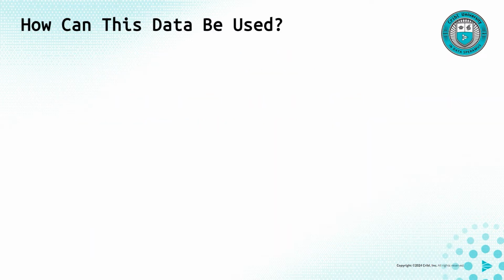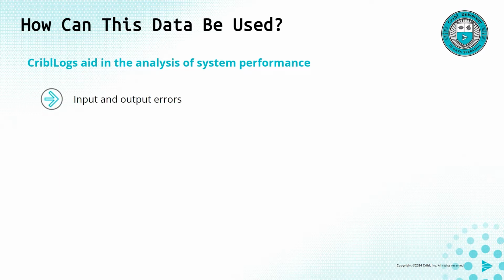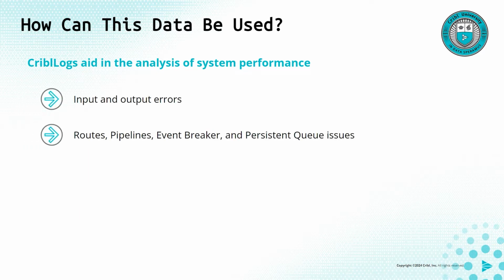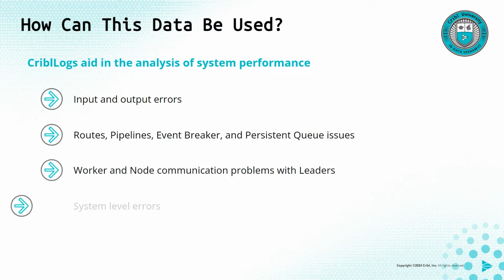So how can this data be used? Cribl logs aid in the analysis of system performance. The data from logs can be used to troubleshoot input and output errors, routes, pipelines, event breakers, and even persistent queuing issues, communication with the leaders, and system-level issues. All of these components are necessary for running an efficient data stream.